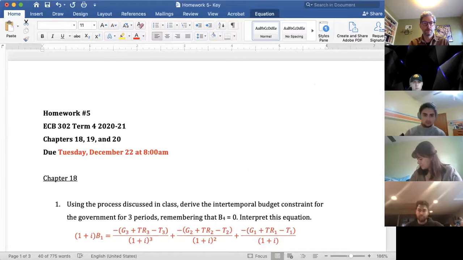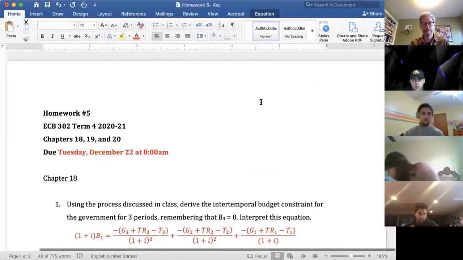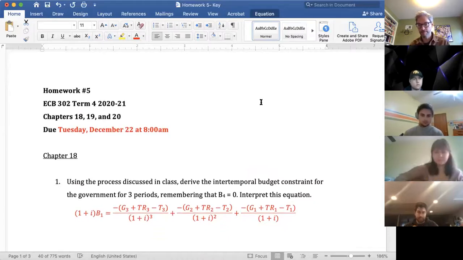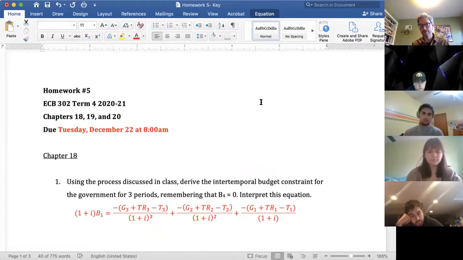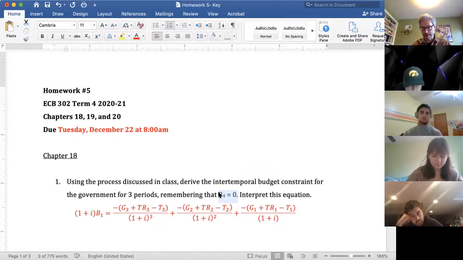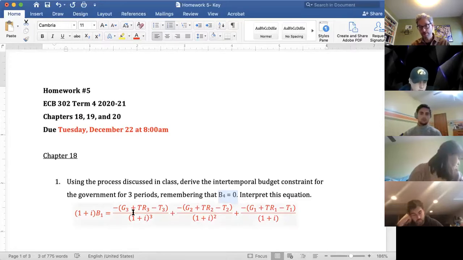Okay, here we go. Question number 1, this was the 3-period budget constraint. Basically you take the budget constraint for each of the 3 periods, you plug B1 into B2, the equation for B2 into equation B3, and then you remember that in B4 it has to equal 0, right? So you can solve them, and what you should get essentially says that the present value of future revenue should equal the present value of future spending, okay?